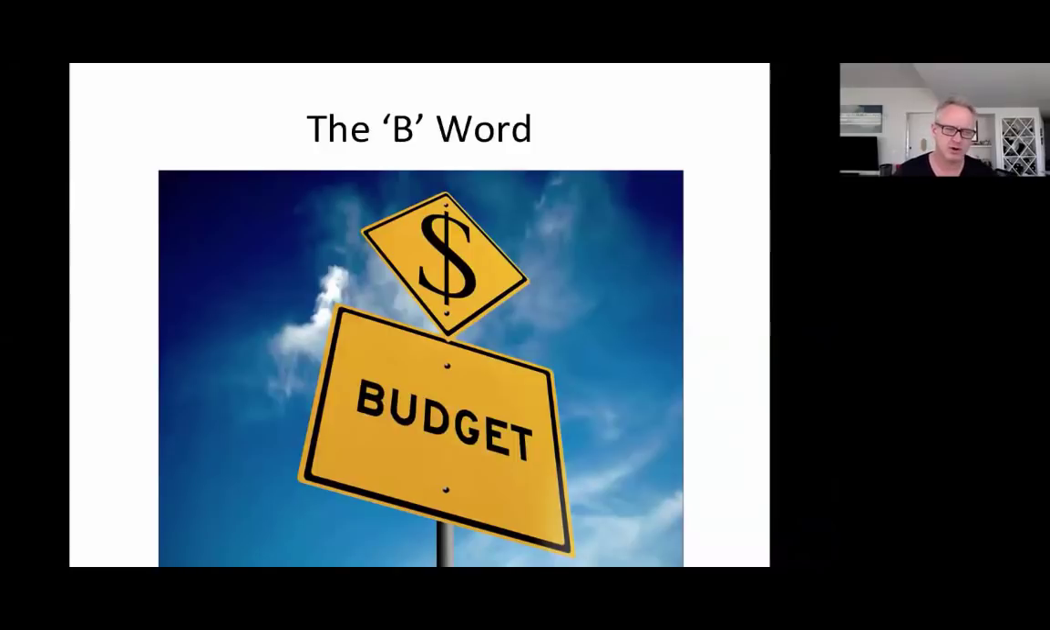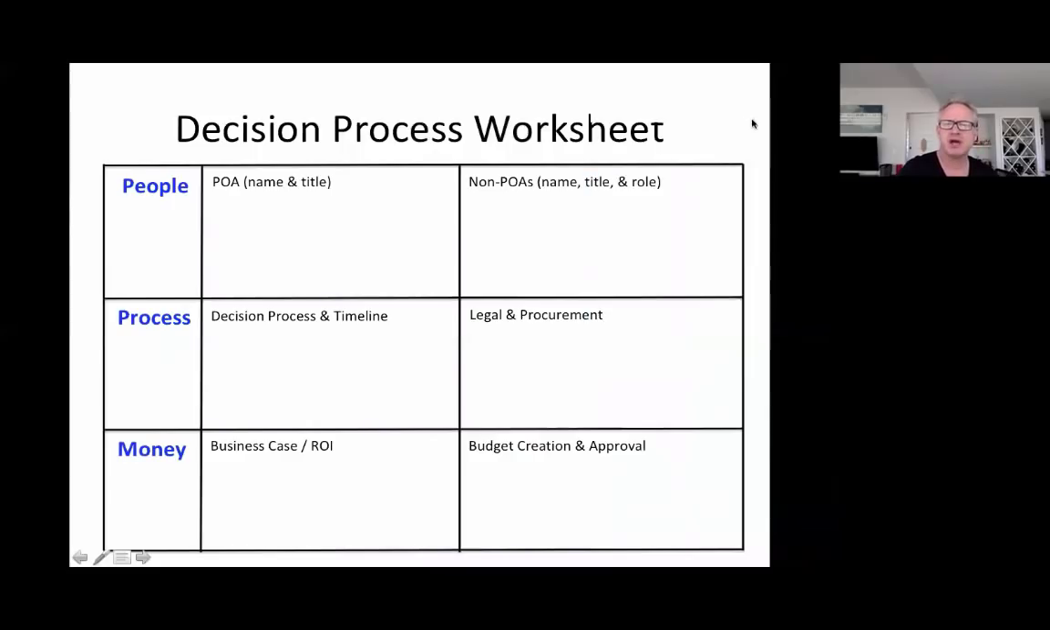Stop using the budget word. Budget is a proxy for, do you make the decision to move forward? Do you have the authority to make the decision, right? How is that process going to work? Here's a tool, and I'll send this in the package as well in the form of a template. It's very simple. It's a decision process worksheet. There's 3 things involved in every decision: people, process, money, right?